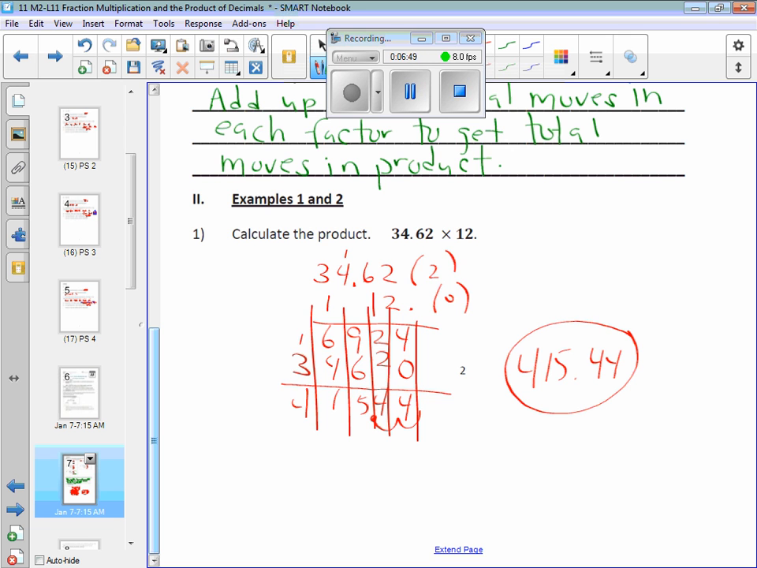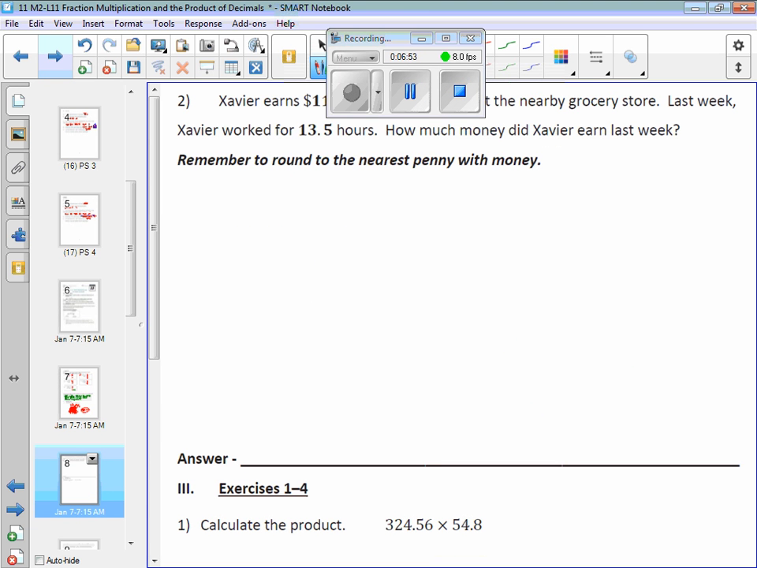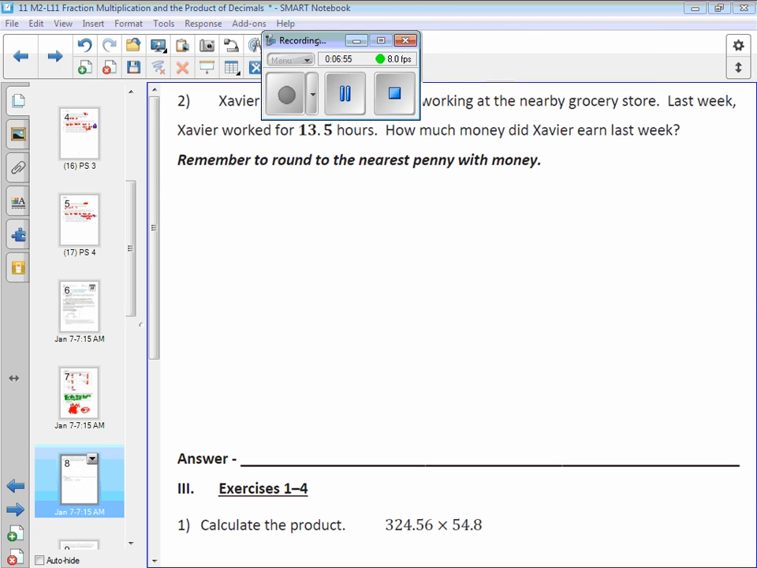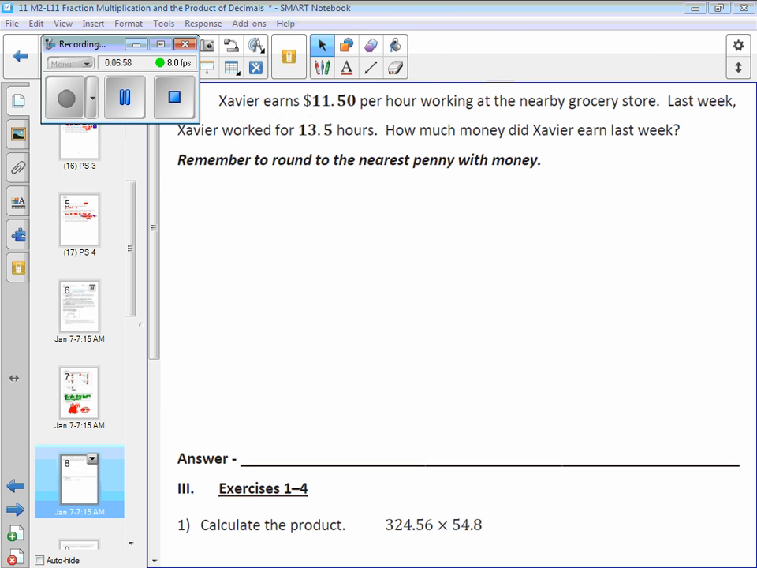Let's do one more together. Word problem, right? After you read the word problem, tell me what number should go on top. Angelina: Let me say 13.5 on top. What has more digits? Jazzy: Yeah, since 11.5 has 4 digits, I would put that on top.